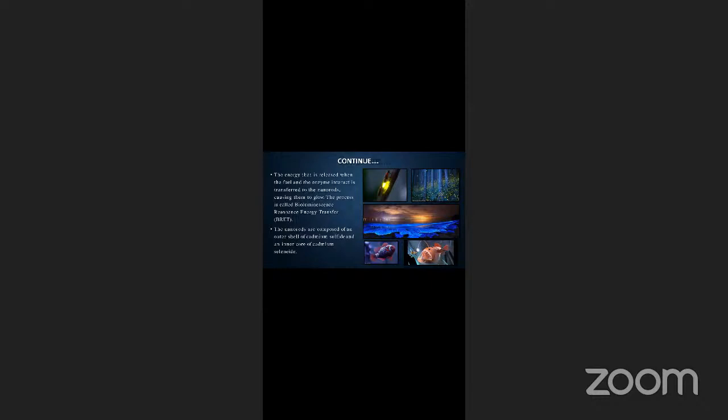There is no organism, no firefly here; they have directly isolated the enzyme and substrate and used a nanorod. The nanorod starts glowing, and the process is called bioluminescence resonance energy transfer, or BRET. The nanorods are composed of an outer shell of cadmium sulfide and an inner core of cadmium selenide. They prepared the nanorod, added luciferin and luciferase enzyme to it, and carried out the reaction. So this is a case study.